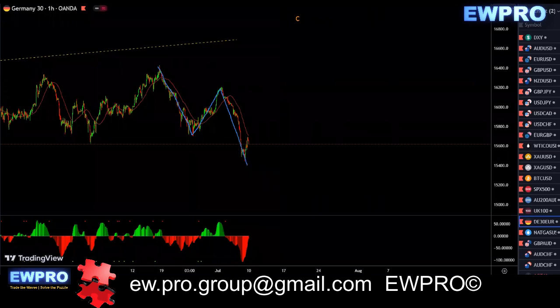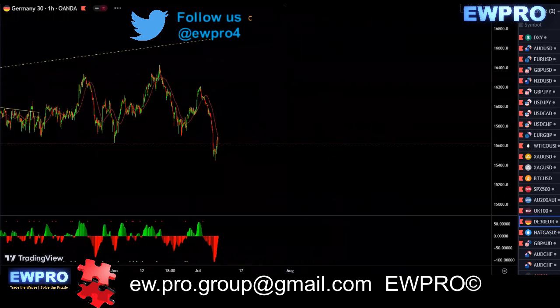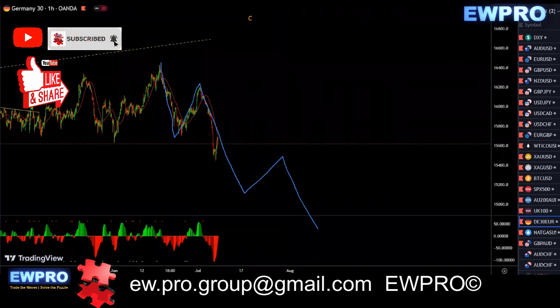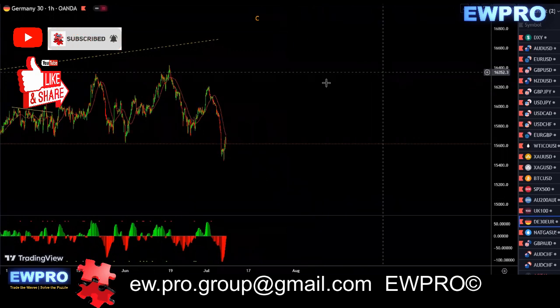So this is very similar to the FTSE. You'd be looking at it as like a WXY. This wave Y may not be over. You'd be waiting for it to be over and then looking for an X2, and then you'd be looking to trade that Z down. So I hope you enjoyed the weekly outlook.